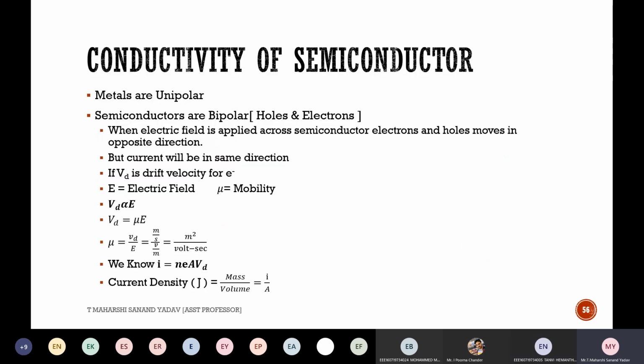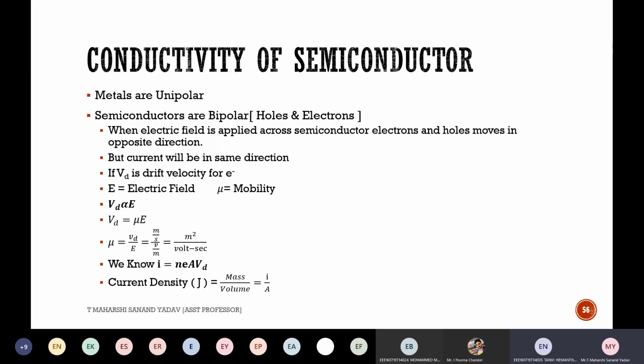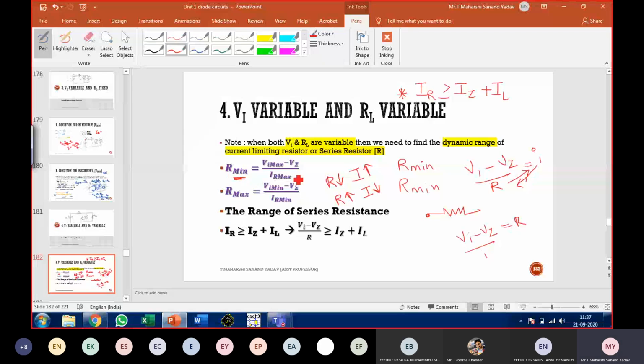So if R is minimum, current will be maximum. Next case is if R is max, I is minimum. So that's what happened here. If R is minimum, current is maximum. If R is max, current is min.